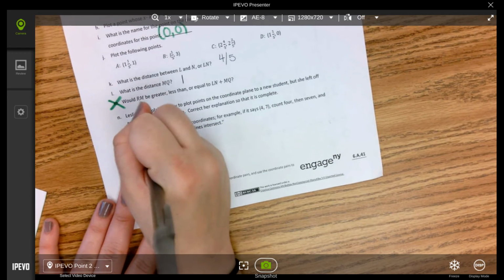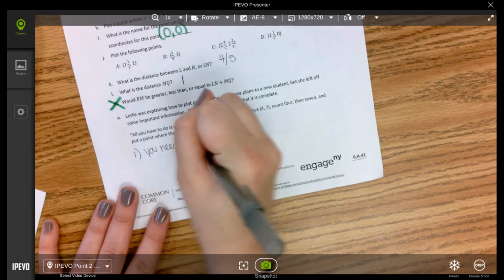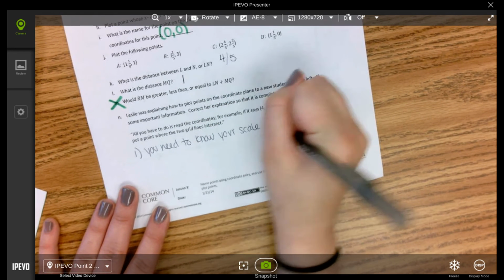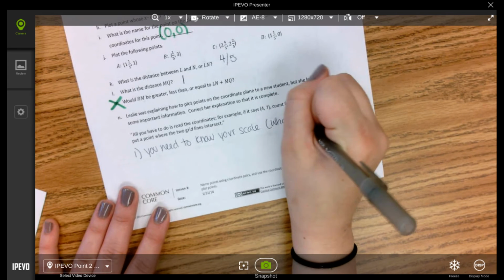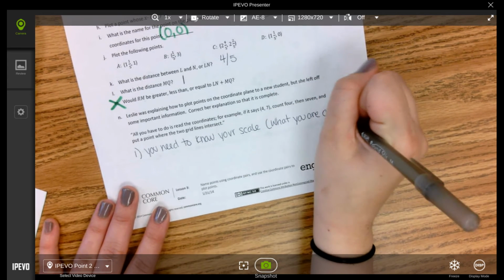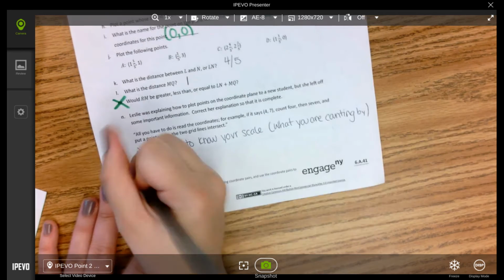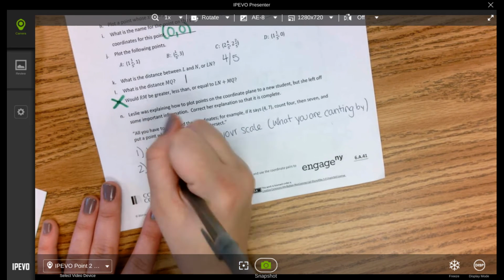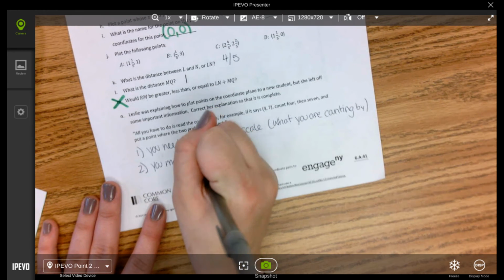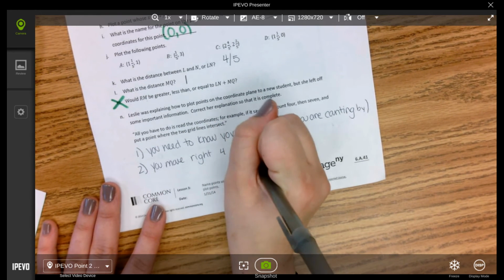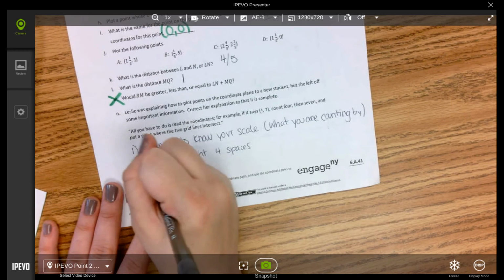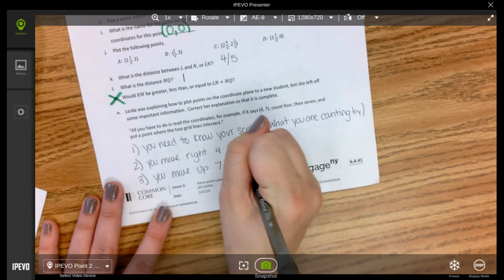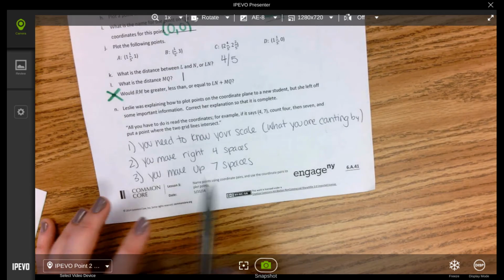Number 1, you need to know your scale, aka what you're counting by. Then you need to move over. So you move right 4 spaces. Then you move up 7 spaces. You can't flip-flop these or else it'll give you a completely different point.